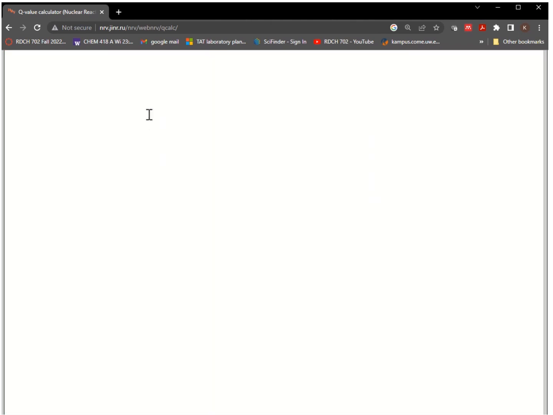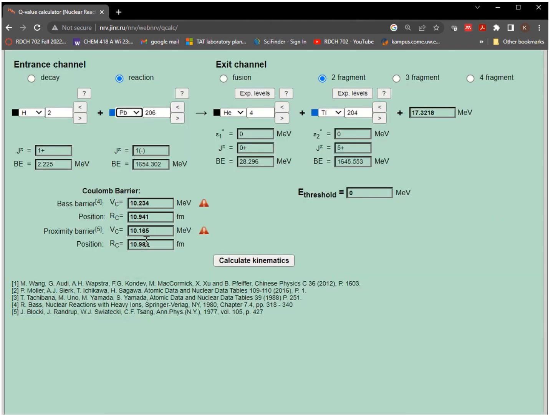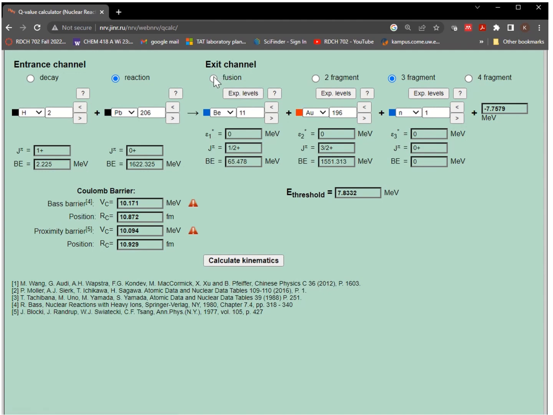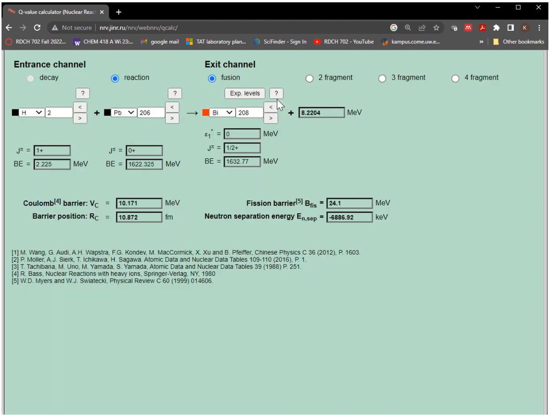We can do a reaction: lead-206 plus deuterium. Let's make gold, and beryllium-11, and here's the Q value. On this site we could do three fragments or four fragments. We can also do a fusion reaction. So both these sites can be used during the course. The means of doing the calculations were previously discussed, but any time a question is related to Q values, please feel free to use either of these sites during the course.